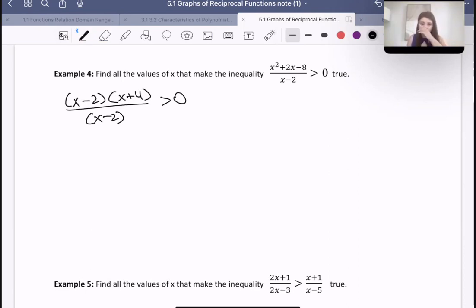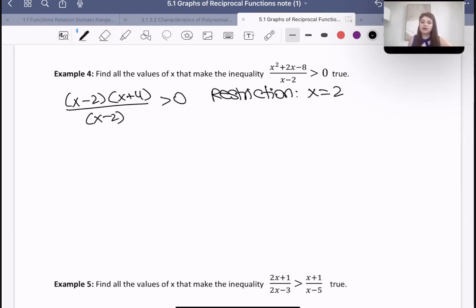So therefore, what are our restrictions? Our restrictions are x equals 2, right? So we have a restriction at x equals 2. And we need to figure out which intervals it's positive versus negative.